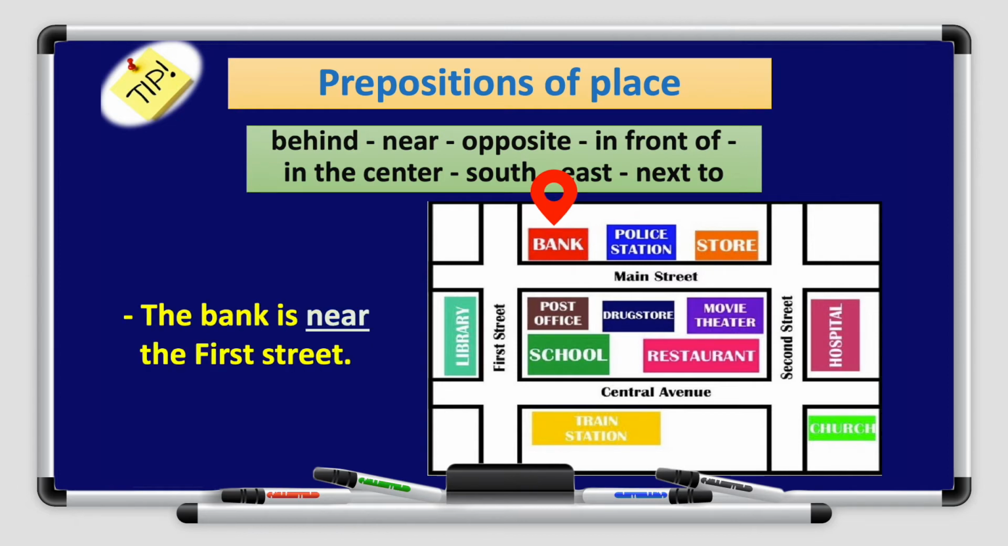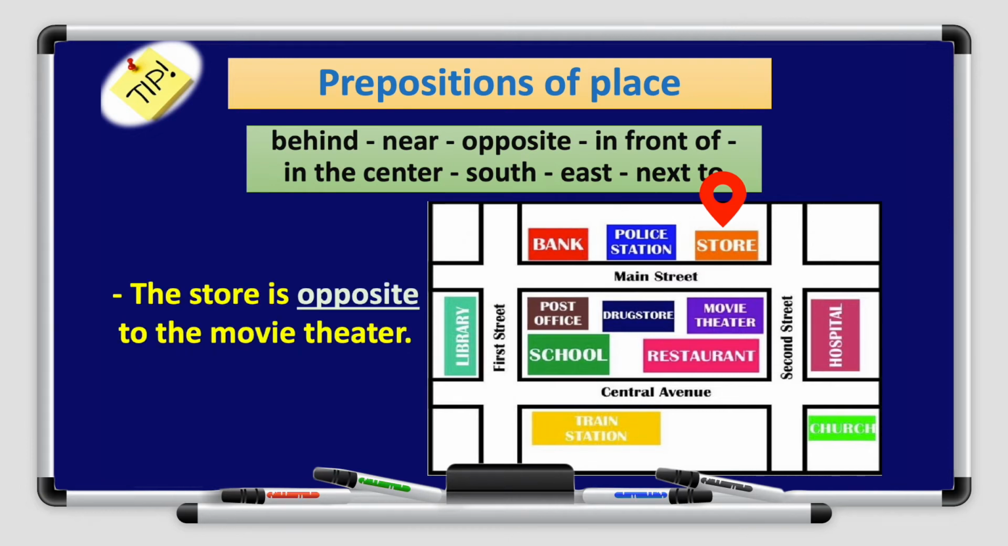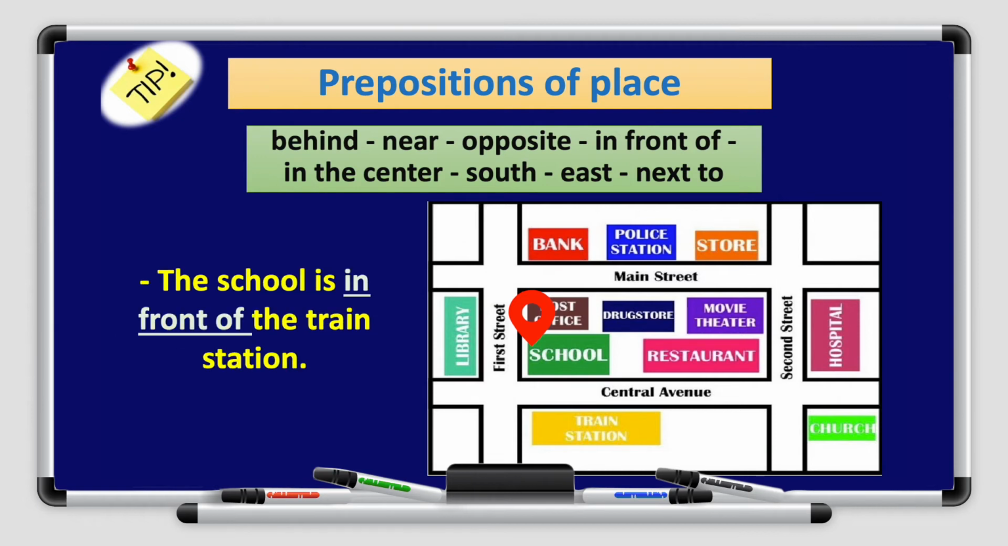Excellent. The bank is near the first street. What about the store? Let's use opposite. The store is opposite to the movie theater. And the school. Can you locate the school now? The school is in front of the train station.